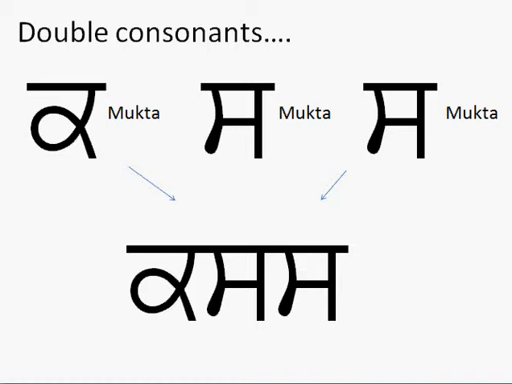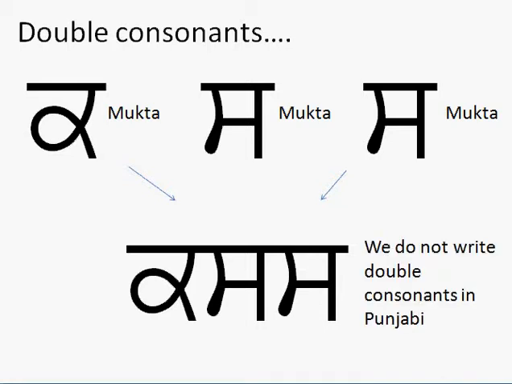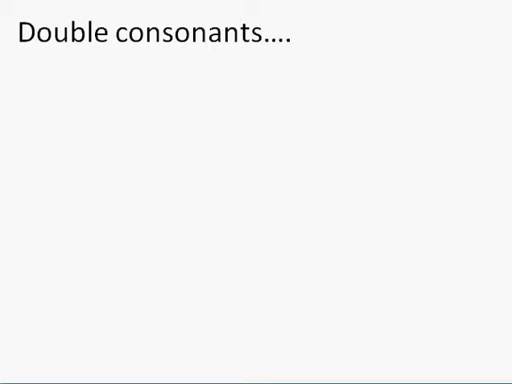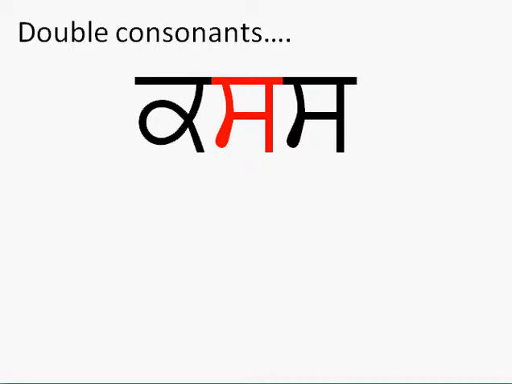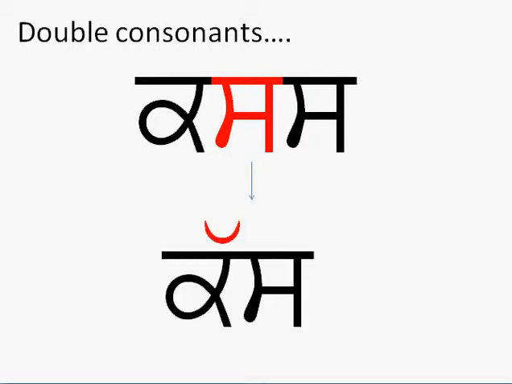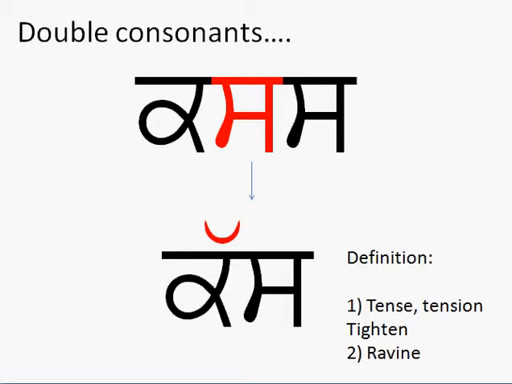Now, we don't write double consonants like this in Punjabi. Instead, I'm going to show you what we do. We take the middle consonant, or the first consonant, I'm going to mark it in red, and we're going to replace it with adhak. The adhak indicates that you've got a double consonant to follow. And now that becomes kas. And by the way, for those of you who are wondering, kas means tension, or you tighten something. Like my bike wheel was loose, so I kas my bike wheel. Well, I mean, you tighten it, but you get the gist. So it's kas. It's got a double S sound. I'm emphasizing it just a little bit to give you a stronger S sound.